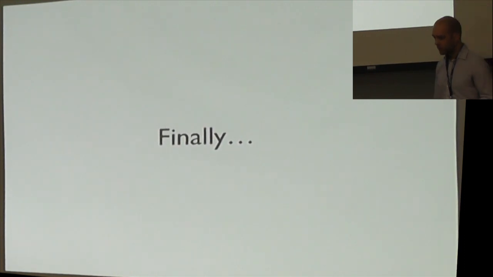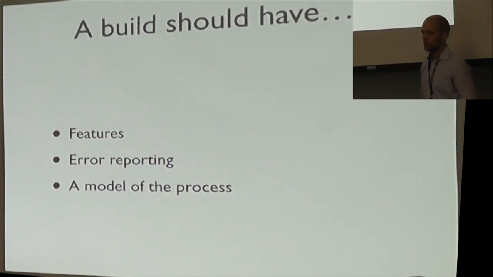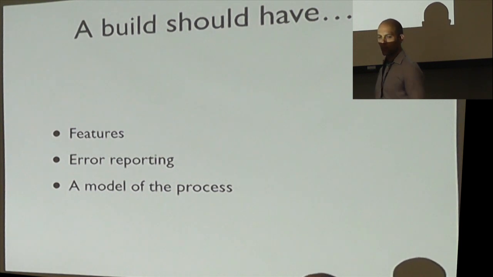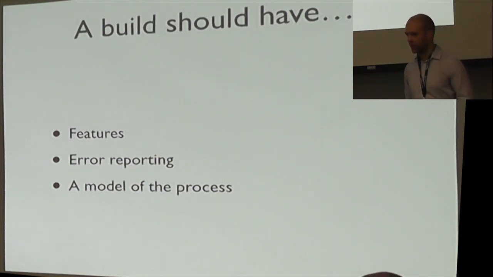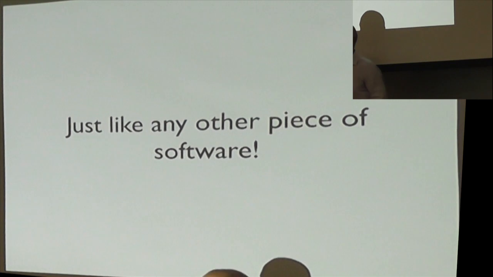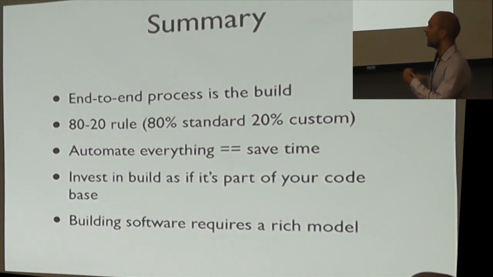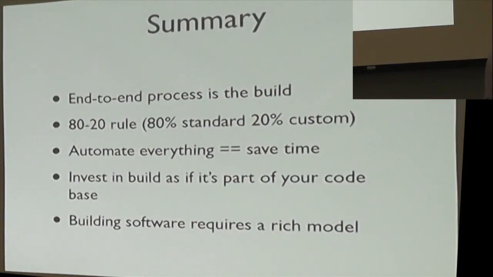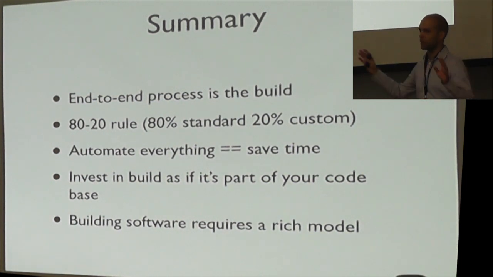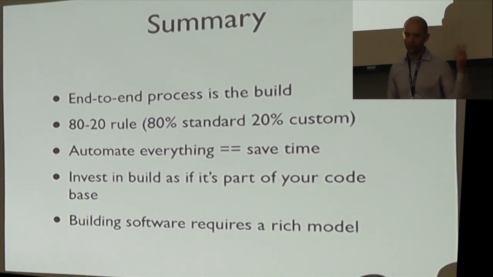And finally, some more attributes of a build. It should have features. Those tasks are features in effect. You do want error reporting because you're running these things. You want to know when things are not working and why they're not working. And there's this internal model of the process, the task graph itself. And to be honest, this reminds me of any other piece of software that we write. So actually think about your build as a piece of software. But also that it actually needs a decent level of investment of time and effort just to make sure that it's always going to run quickly, efficiently, and you're not going to be scratching your head for days on end, just like when you're debugging your application or library.